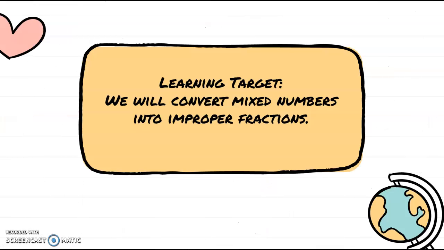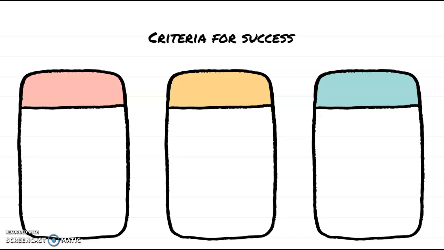So this week we're going to have 2 learning targets. The first learning target we're going to be focusing on is we will convert mixed numbers into improper fractions. Now I'm sure a lot of y'all are thinking, what's a mixed number and what's an improper fraction? I'll be sure to cover that as we're going through our PowerPoint.